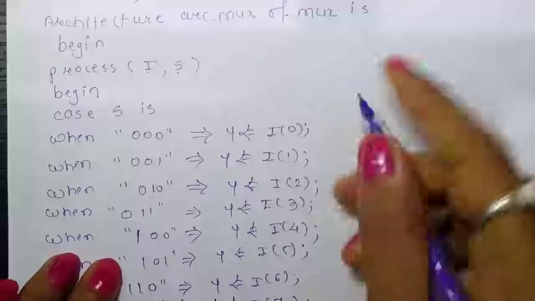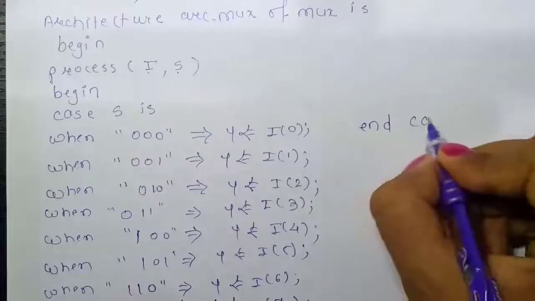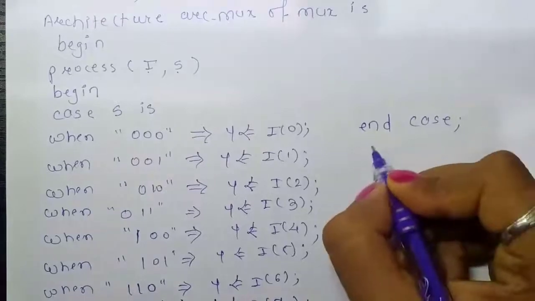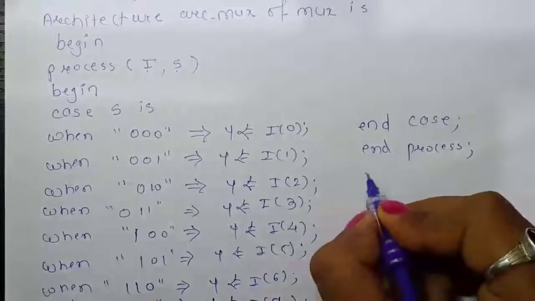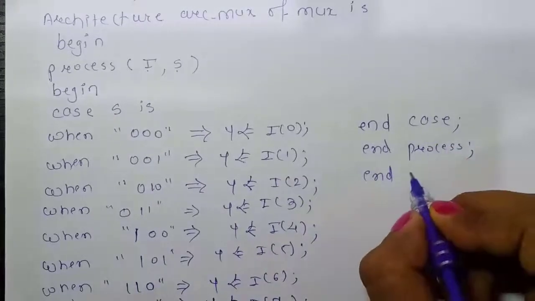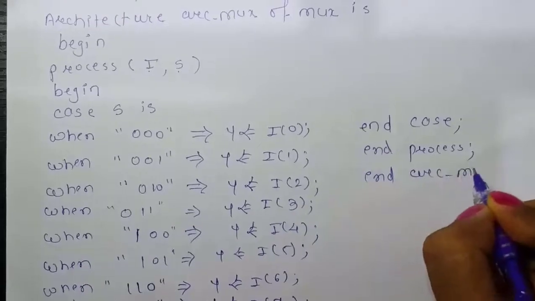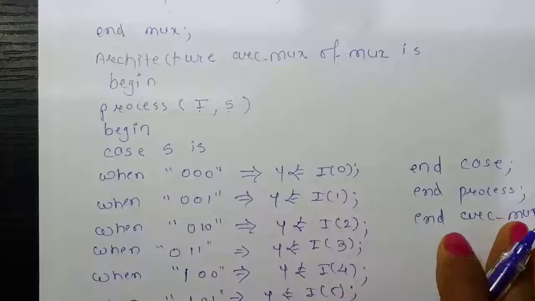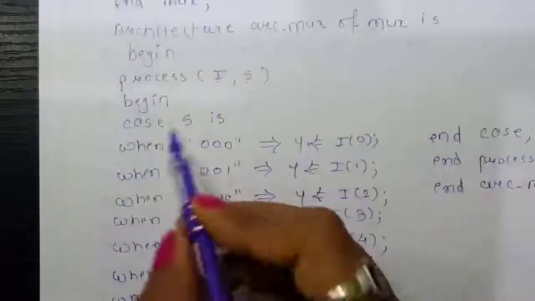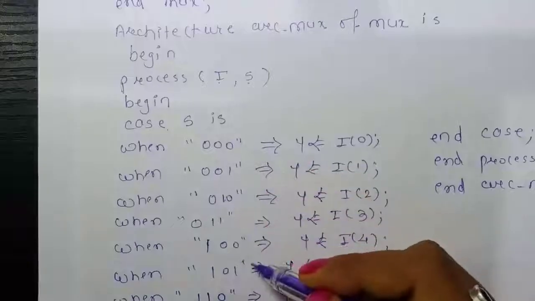After that we have to end our case, that is end case, then end process, and the last one is end architecture, that means end name of architecture. So this is the VHDL code for the 8:1 multiplexer. Here I am using a case statement. You can also write it by using an if else statement.